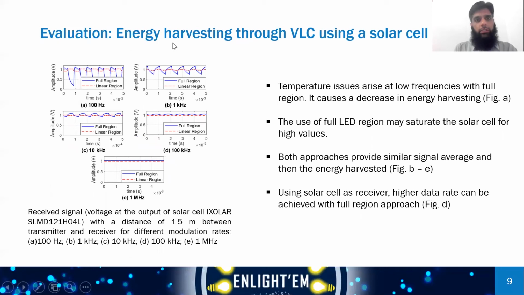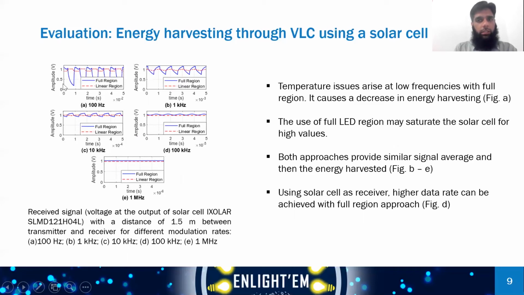Here you can see the applications where the solar cell is used as a receiver. This is the received signal at the output of the solar cell, and we use different modulation rates from 100 hertz to 1 megahertz. We have time on the x-axis and amplitude on the y-axis.